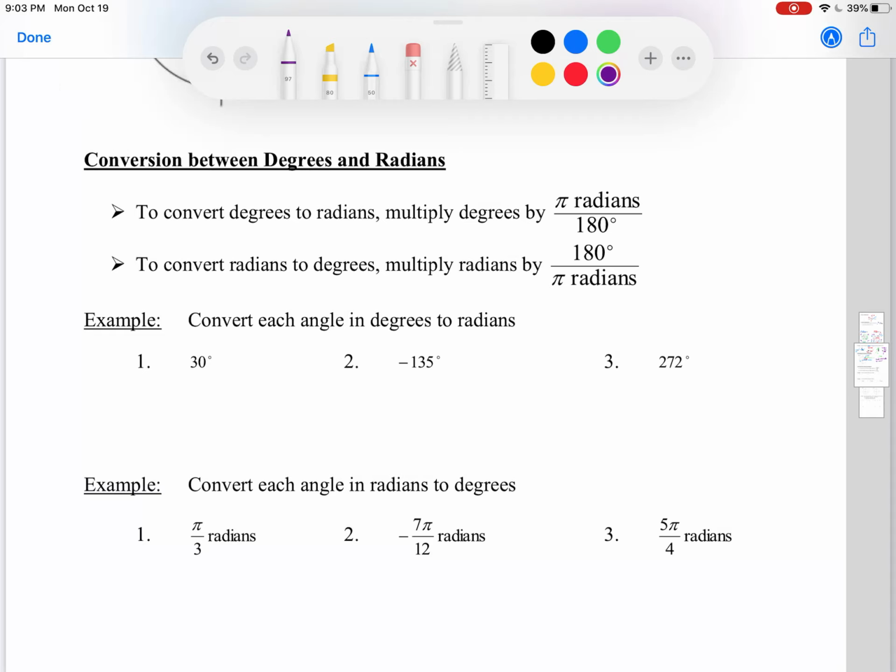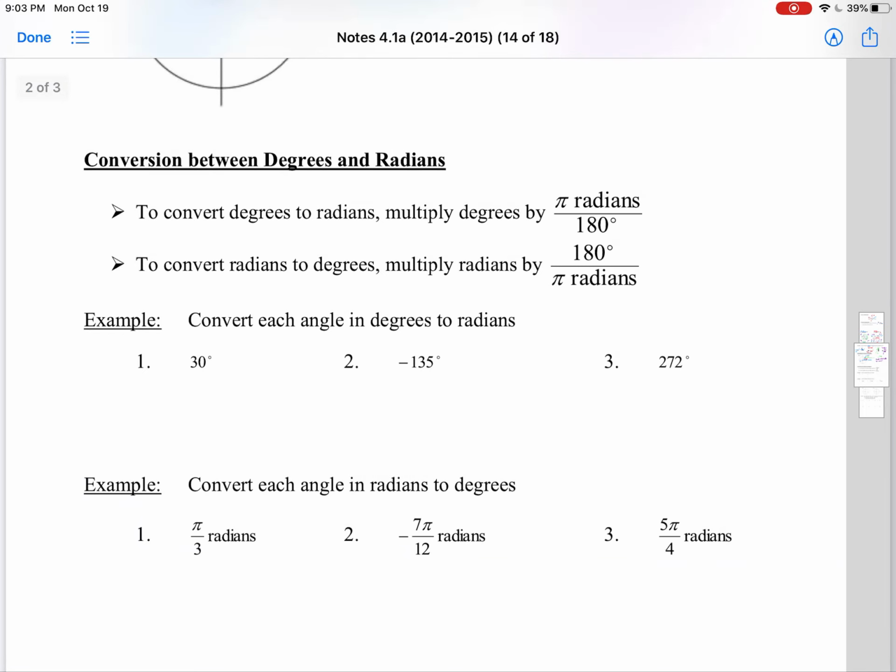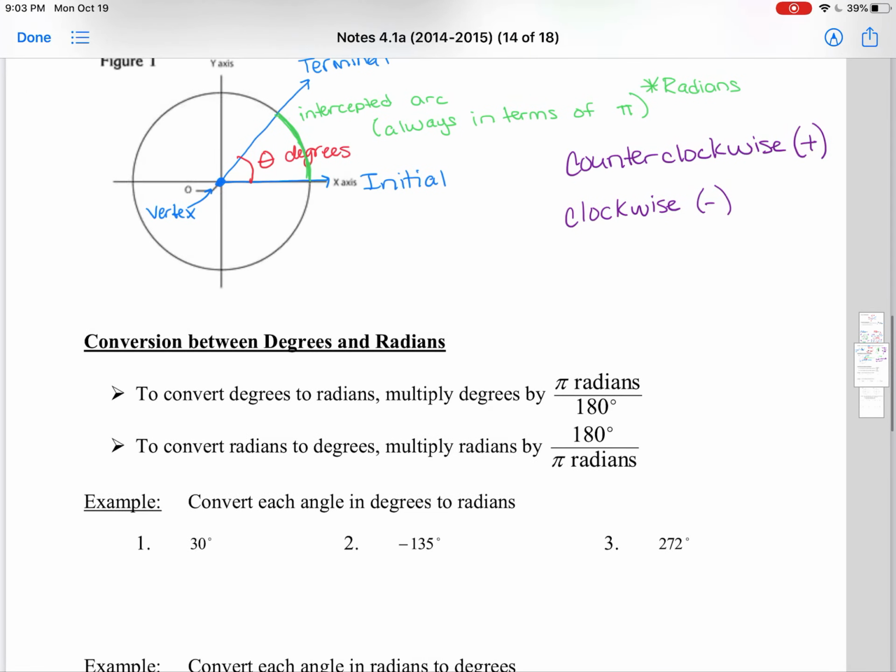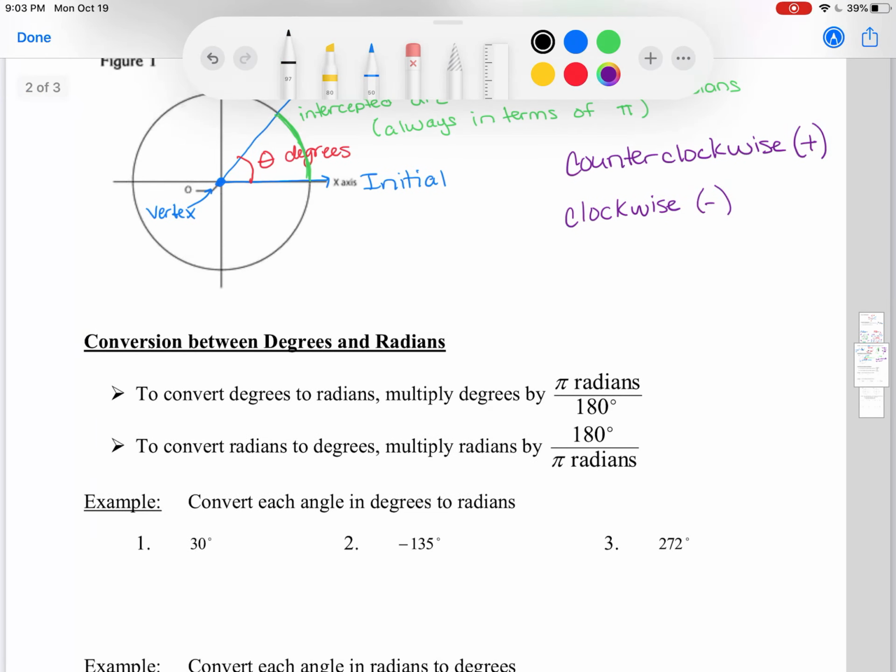All right. So before we get into some examples here, we have to know how to convert one from the other. All right. And it's really, really, really simple if you just think about it. All right. If I go back to this picture up above, notice these two functions here.